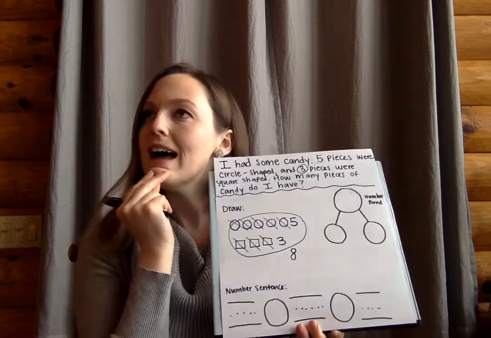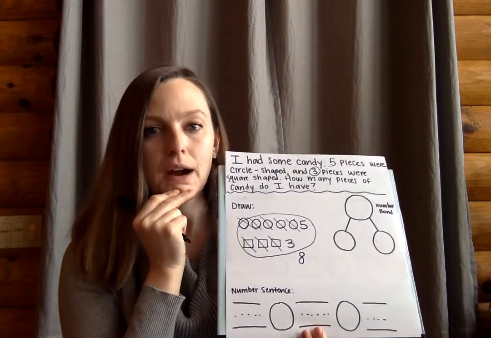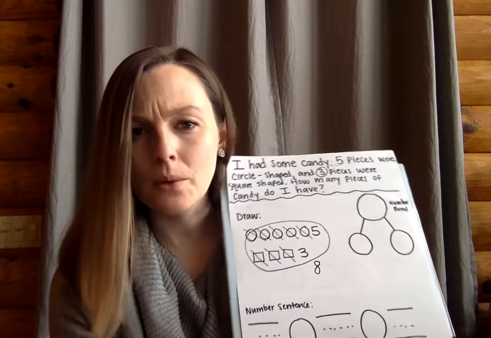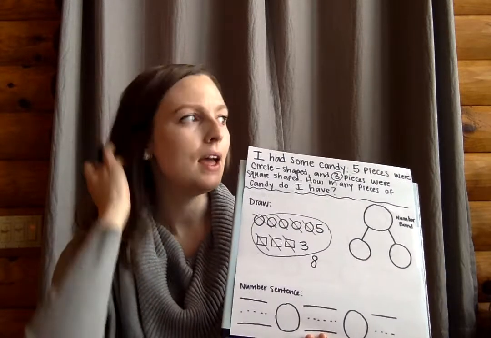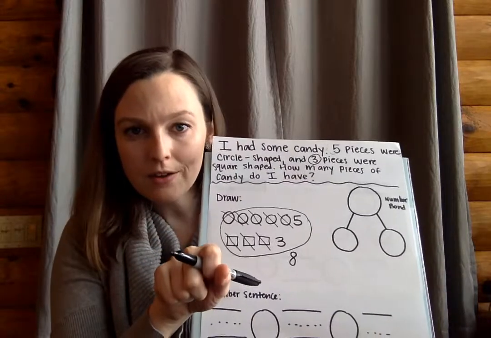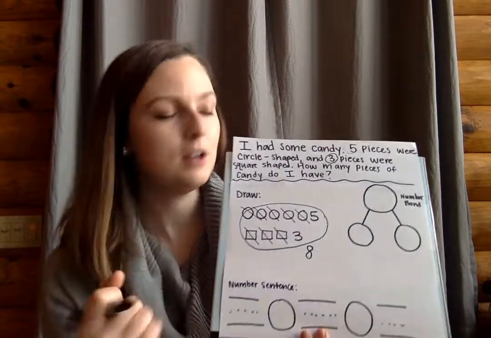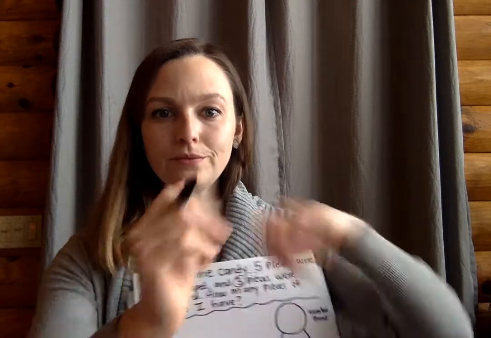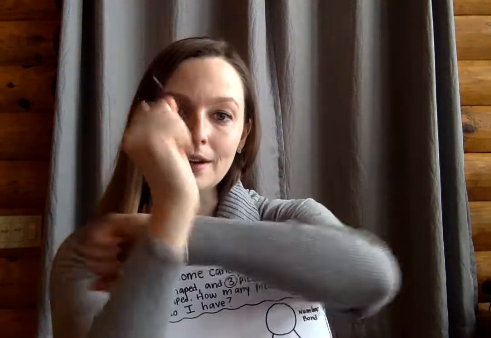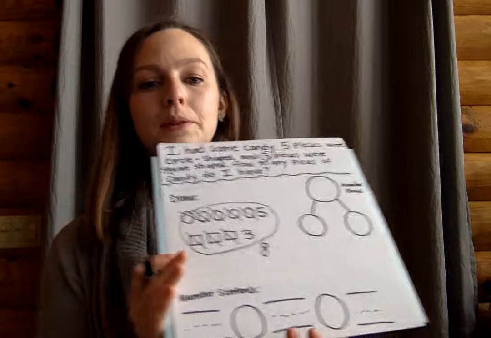The next step is to write it in a number sentence. I have to decide if this is an addition problem or a subtraction problem. Am I taking anything away? No, I'm not taking anything away. Am I putting 2 groups together? Yes, I'm putting two groups together. So that must mean we are adding. Show me what symbol we use when we are adding with your arms. Good, the plus sign. When we're adding, we use our plus sign.